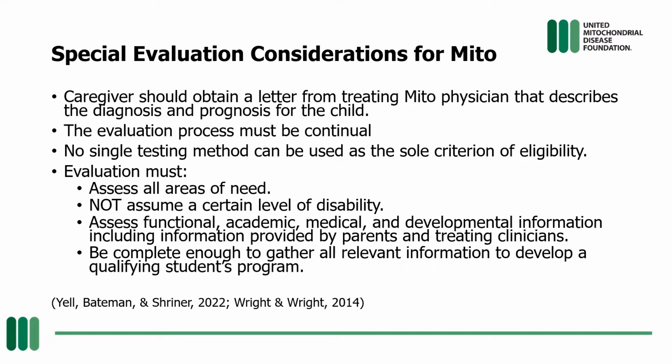And then there are also special evaluation considerations. These are going to be some things that you're going to have to do and really monitor more. So you should obtain a letter from your treating mito physician that describes a diagnosis and prognosis for the child. Some of you may not have a prognosis, they may not be sure of the outcome, but as long as it's in writing, you're going to be okay. And this evaluation process must be continual. Just because we look at the child once doesn't mean we're done.